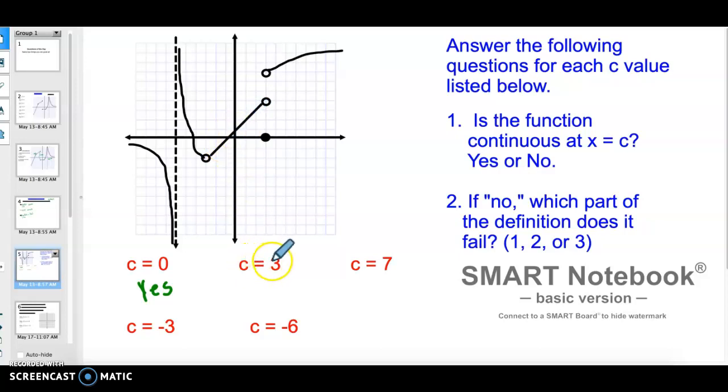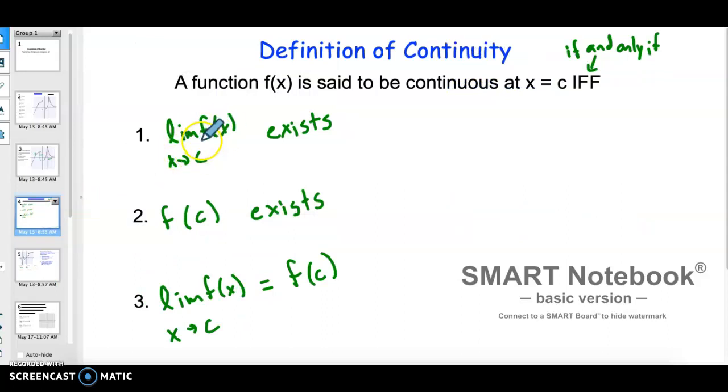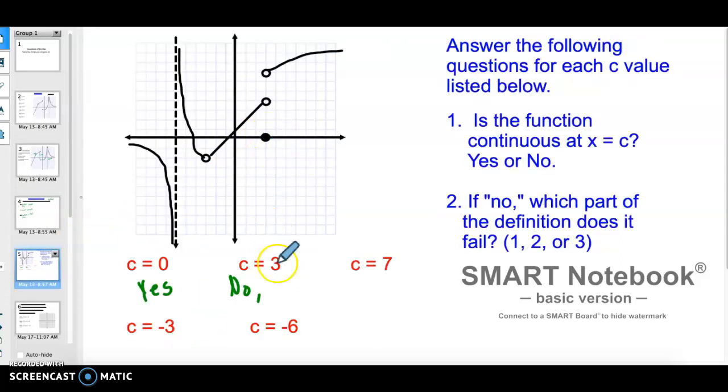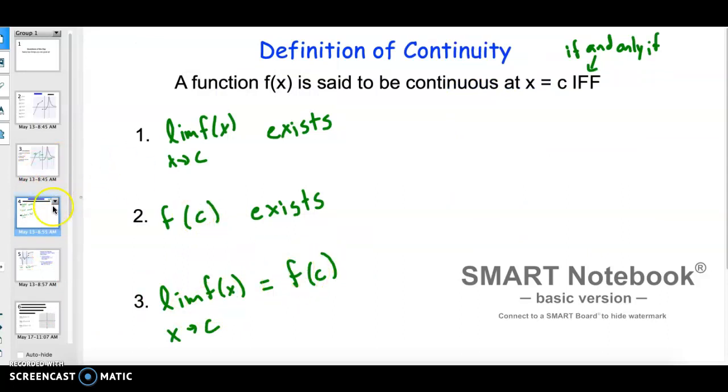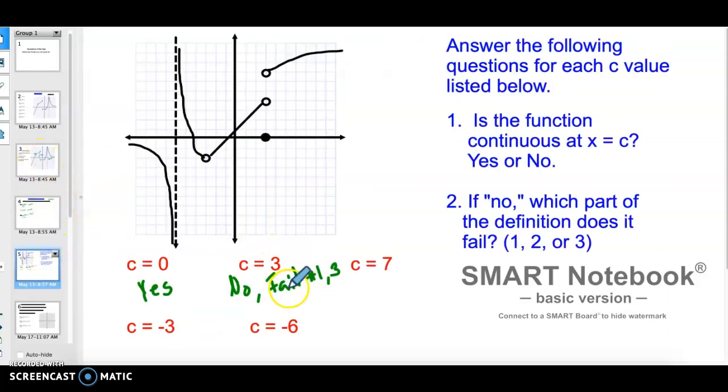Then at c is 3, so when x equals 3, so 1, 2, 3. Hopefully you can see right away there's a lot of jumps here, so this one is not going to be continuous. The limit does not exist because the left and the right side don't meet. And then does the function exist? Yep, there's a solid dot, so it's going to fail test number 1. And if it fails test number 1, it also has to fail test number 3, because remember, test number 3 says that the limit has to equal the solid dot. Since the limit doesn't exist, it can't equal the solid dot. So this one fails both 1 and 3.